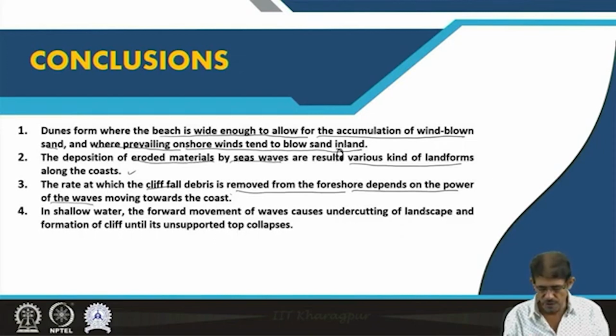However, in shallow water, the forward movement of waves causes undercutting of the landscape and formation of cliffs until the supported top collapses. Besides these, a variety of erosion-induced landforms and deposition-assisted landforms can be observed in the dynamic coastal zone throughout the world.